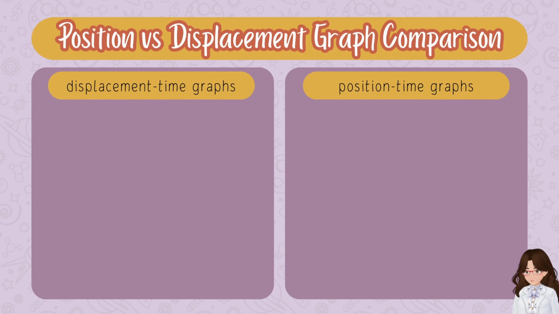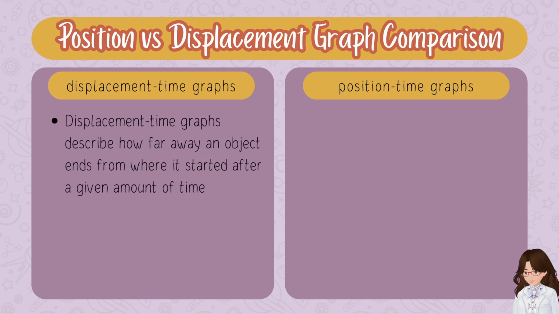Now, really quickly, I want to highlight why we're going to be talking about displacement time graphs today instead of position time graphs. The first thing to know here is that displacement time graphs describe how far away an object ends from where it started, right? That's the definition of displacement, and it's in some given amount of time.